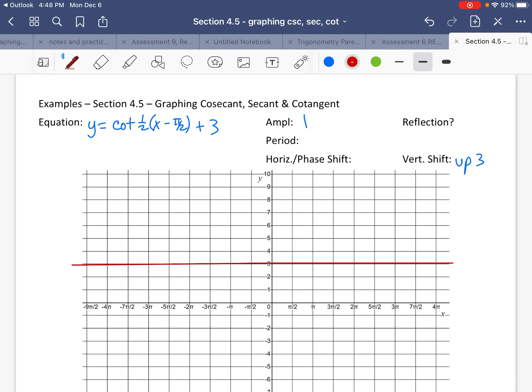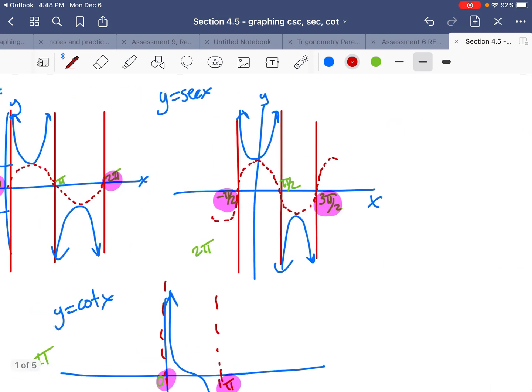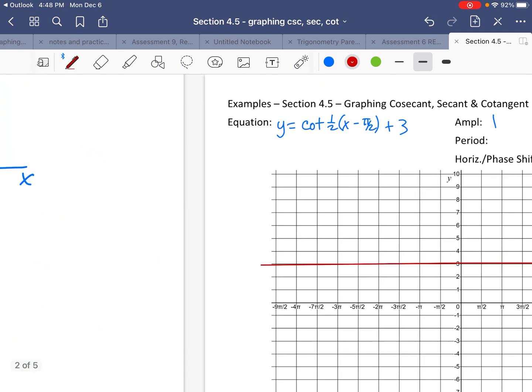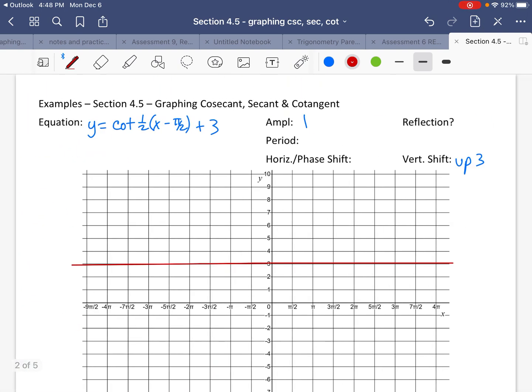And cotangent, you saw on the last page that the normal first two asymptotes are 0 and pi. So that's what I'm going to use to do my changes. The period is normally pi, but there is a 1/2 in front of the x, so pi over 1/2 turns into 2 pi. Reflection, no, and it is going to the right by pi over 2. Okay, so we take this 1/2 times (x minus pi over 2) and we're going to put it between 0 and pi.